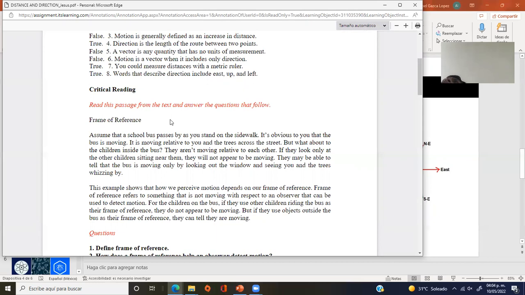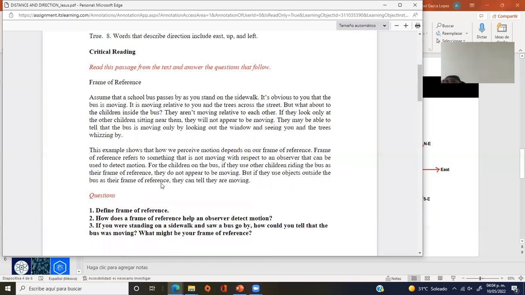Frame of reference refers to something that is not moving with respect to an observer that can be used to detect motion. For the children on the bus, if they use other children riding the bus as their frame of reference, they do not appear to be moving. But if they use objects outside the bus as their frame of reference, they can tell that they are moving.